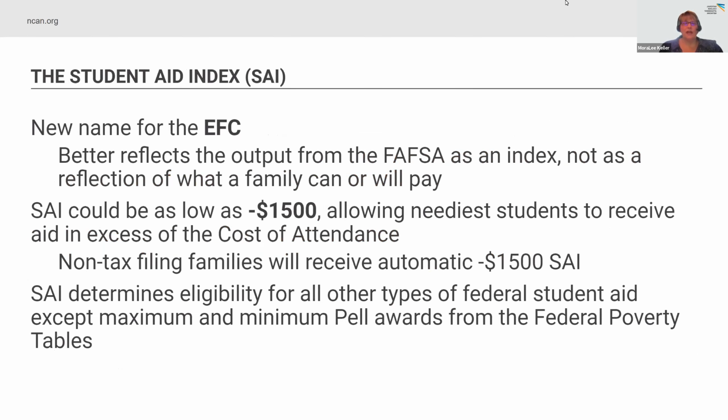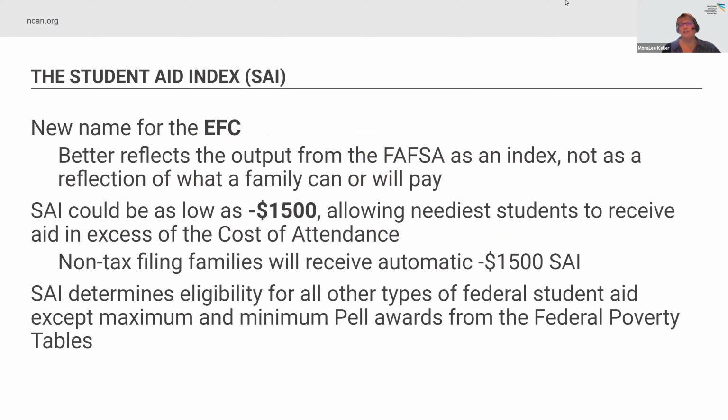As I mentioned, the new name for the EFC is the Student Aid Index. It's probably a better name. I think the expected family contribution had a connotation for a lot of people about it being some dollar amount that the family was supposed to contribute towards college. It actually for years has been sort of used as an index, so it's been appropriately, I think, renamed.